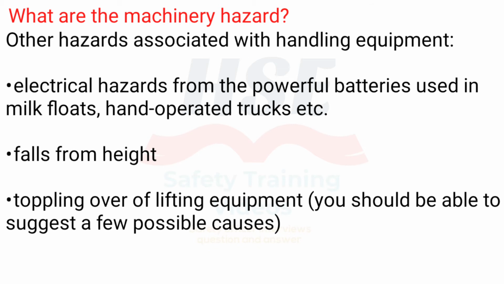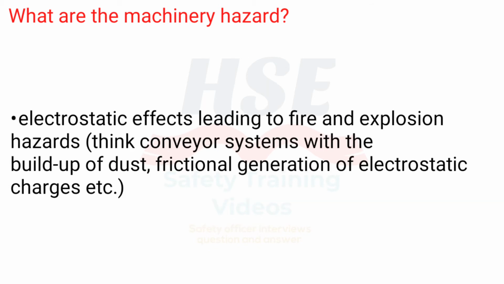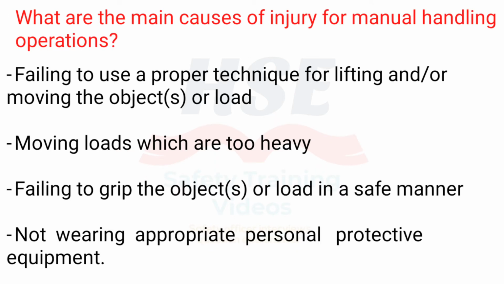Electrical hazards from the powerful batteries used in milk floats, hand-operated trucks etc. Falls from height. Toppling over of lifting equipment; you should be able to suggest a few possible causes. Electrostatic effects leading to fire and explosion hazards, think conveyor systems with the buildup of dust, frictional generation of electrostatic charges etc. What are the main causes of injury for manual handling operations?